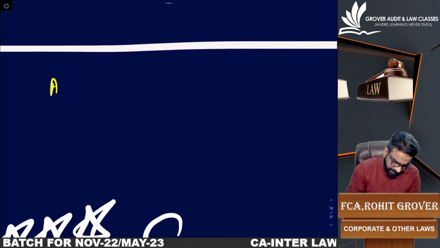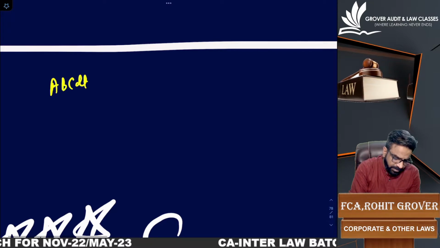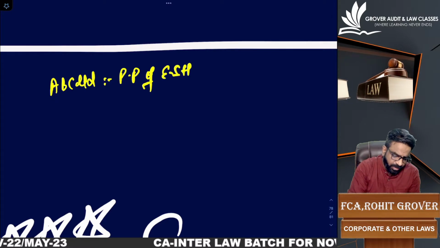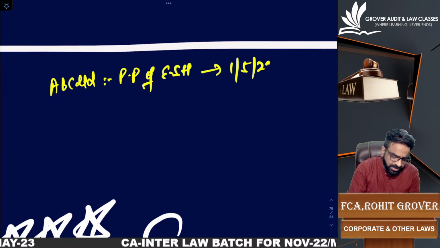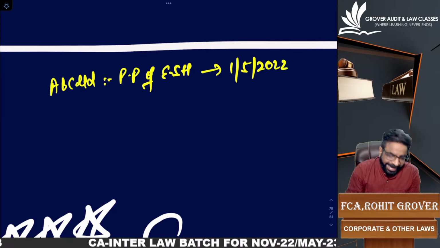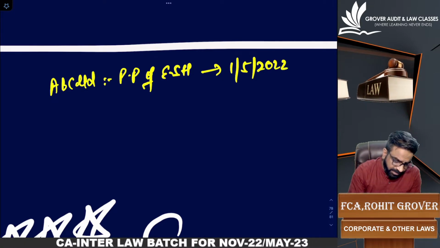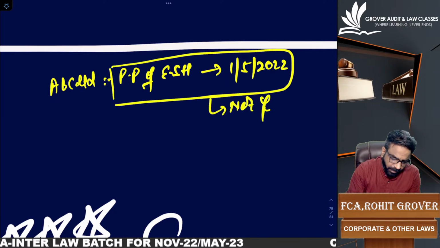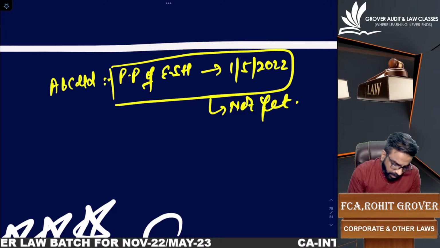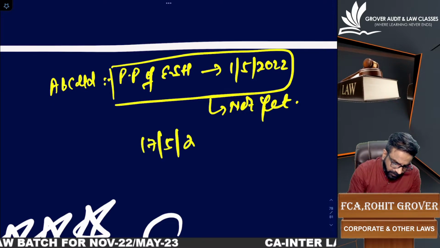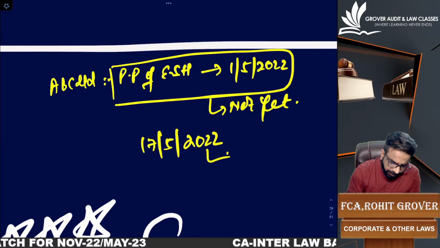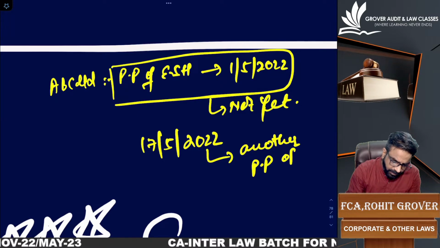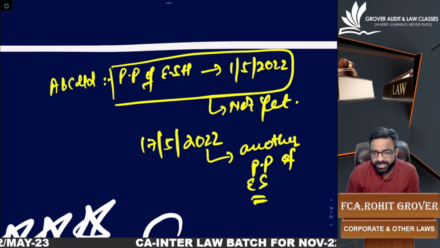ABC Limited company went for a private placement of equity shares on 1st May 2022, right? And this private placement was not yet completed. It was still going on. Now on 17th May 2022, the company went for another private placement of equity shares. Now tell me, is it allowed?